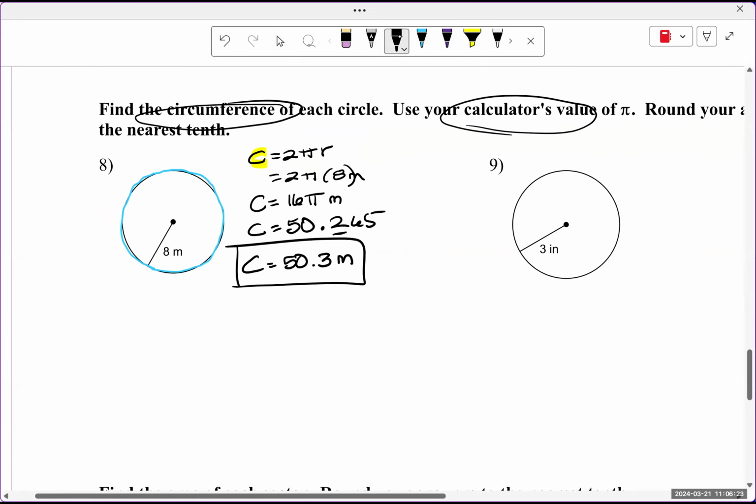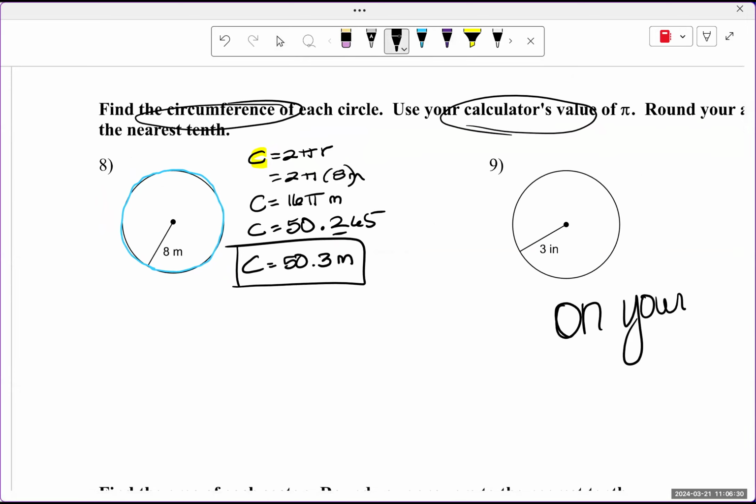Okay, number 9, you're going to do on your own. Or you can request it. We'll do it at the end.